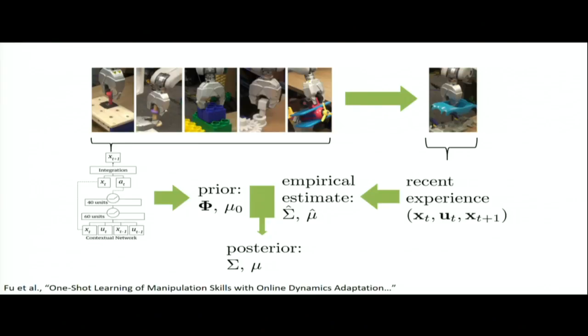Yes? Is it a prior on the neural network weights or on the... It's actually a prior on the transition dynamics themselves. So it's a locally linear estimate of the transition dynamics. You could also imagine constructing a prior on neural network weights, for example, building on the Bayesian neural network stuff that I discussed before when I talked about exploration.